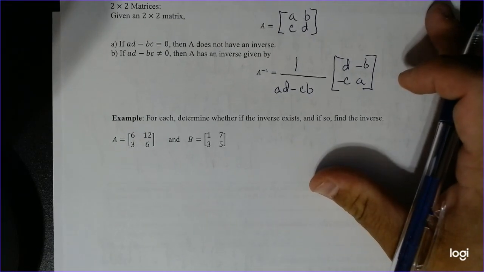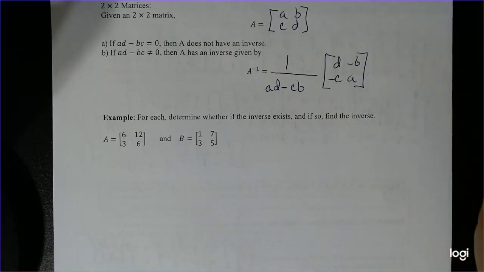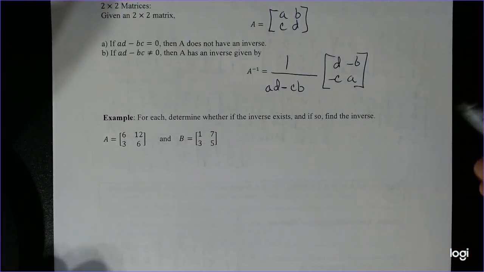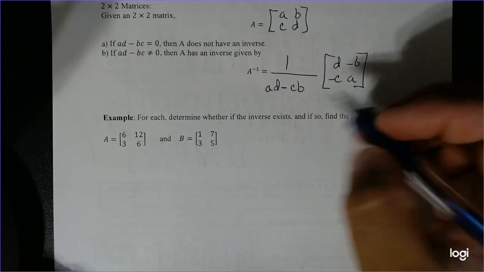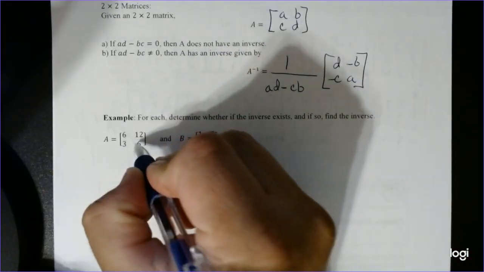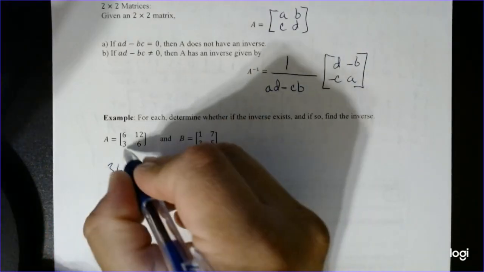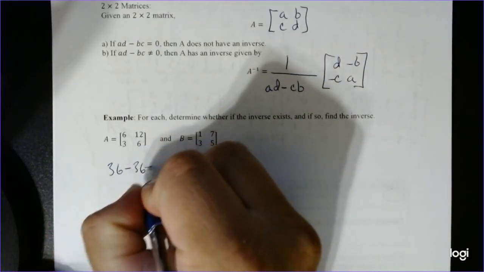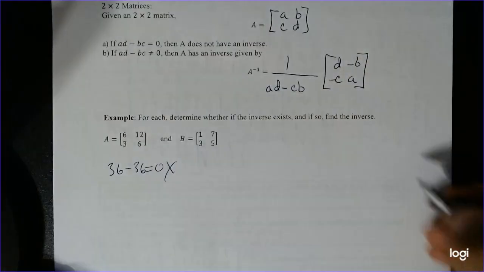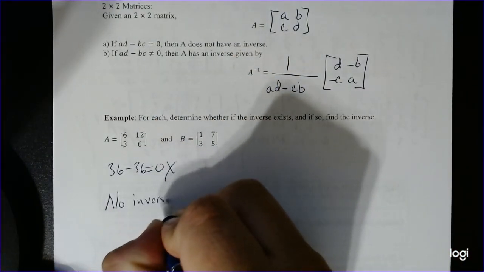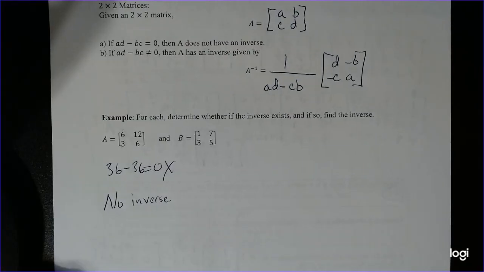So now let's try this out instead of having to go to the row echelon forms and all that fun stuff. Let's see if these two exist, and if they exist, let's actually find them. If you follow this format, it's this minus that times that. So 6 times 6 is 36. 3 times 12 is also 36, which gives you 0, which means no inverse. Why? Well, if it equals 0, we have no inverse at all.